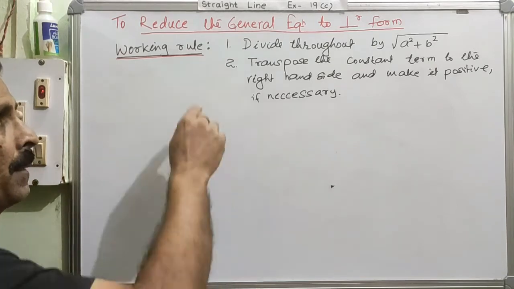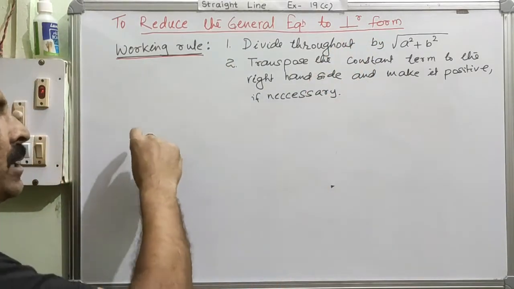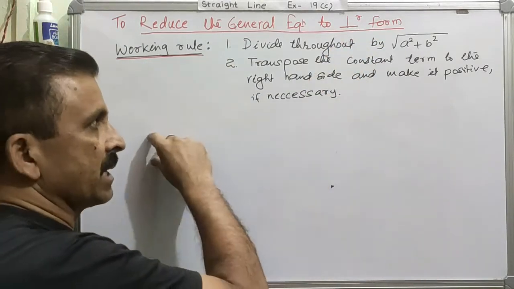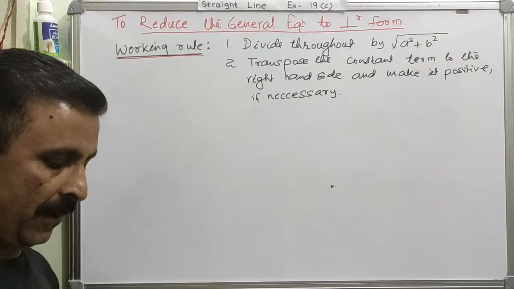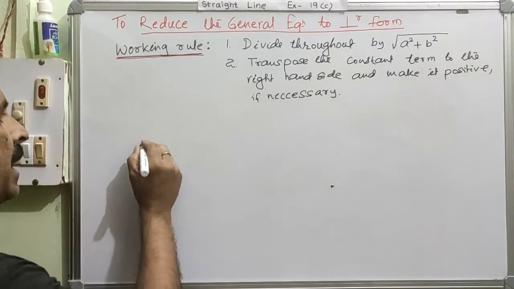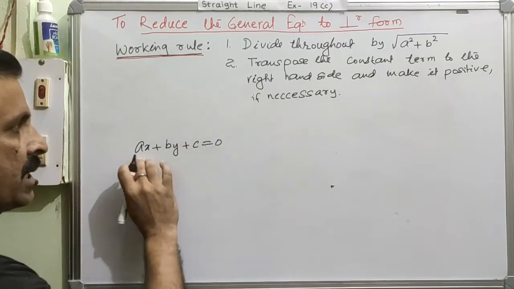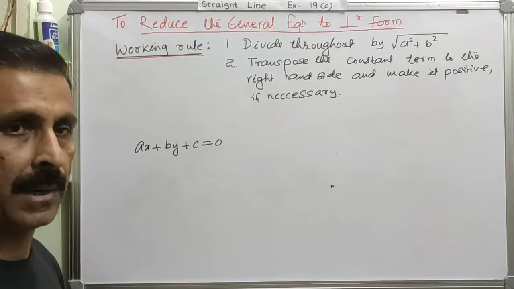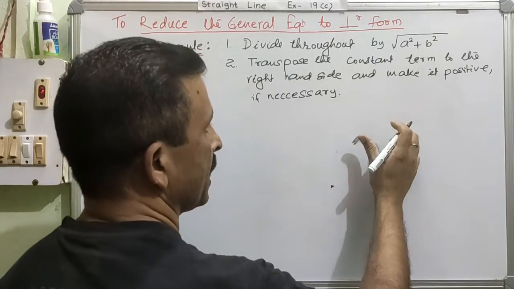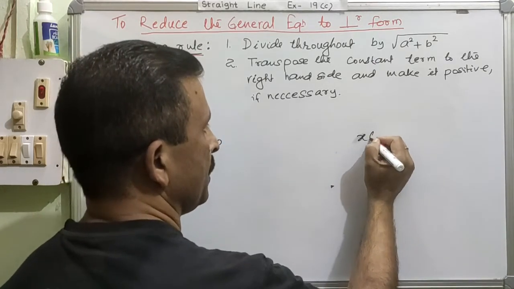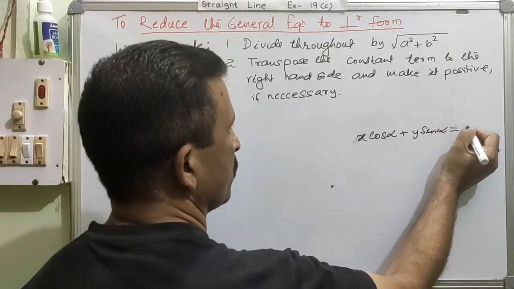So the working rule is, point number 1, the first step you have to do is divide throughout. Please remember that you will have a general equation, and that general equation is going to be transformed into perpendicular form, right? You know the general form, right? General form means ax plus by plus c is equal to 0. So this is said to be the general form of a simple linear equation, right? And then the perpendicular form is x cos alpha plus y sin alpha is equal to p.